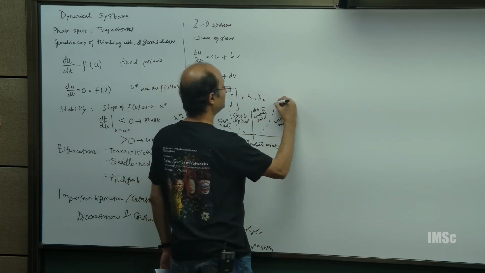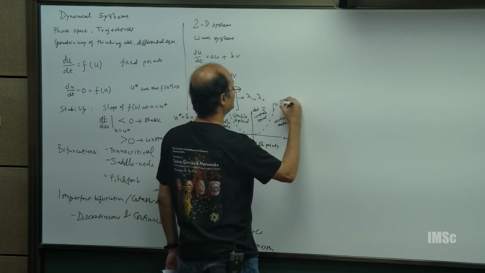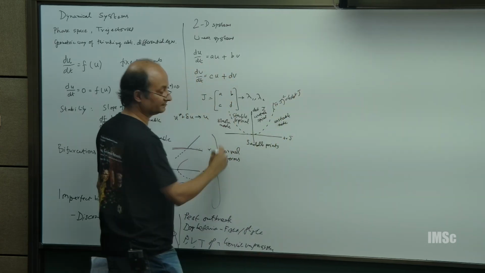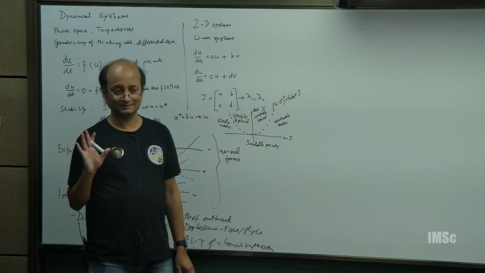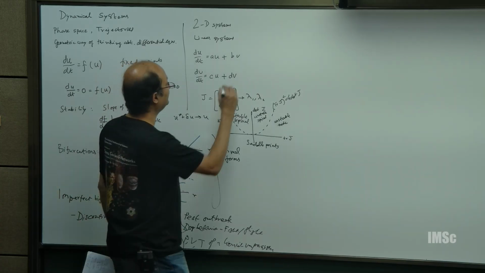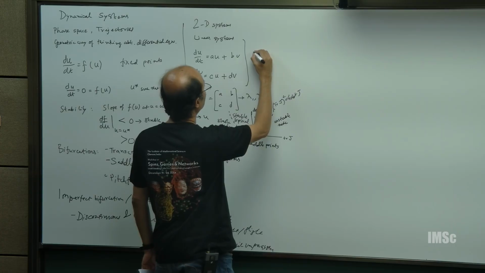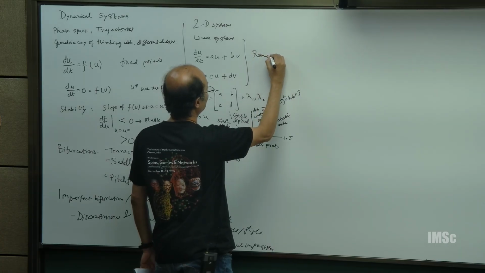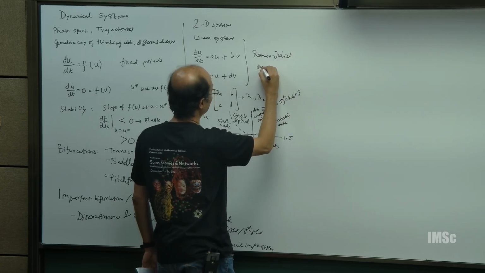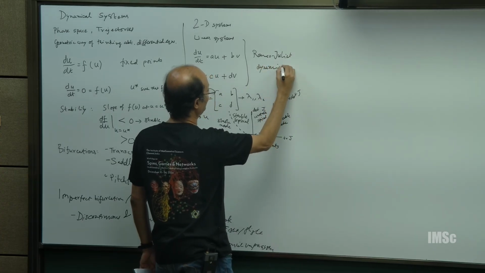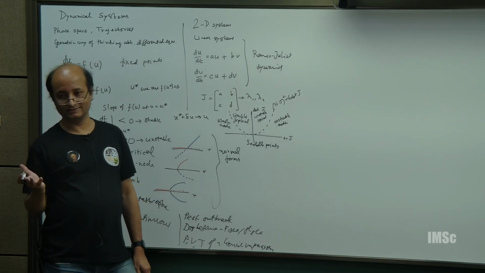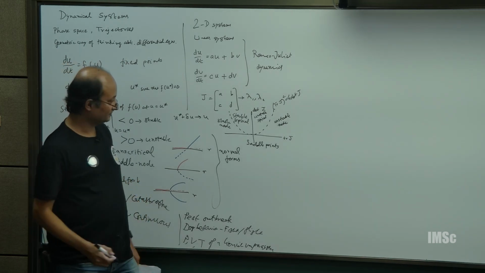And what is this line? We found that this was trace squared equal to 4 determinant, that curve. Everybody remember all this? Any questions about this? Okay. And we illustrated this with Romeo Juliet dynamics, and we saw different styles of romantic relationships. That is how we illustrated all this.